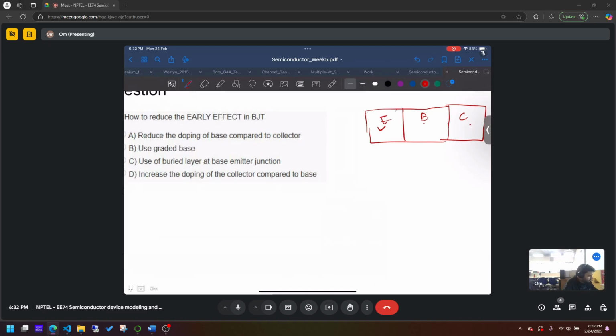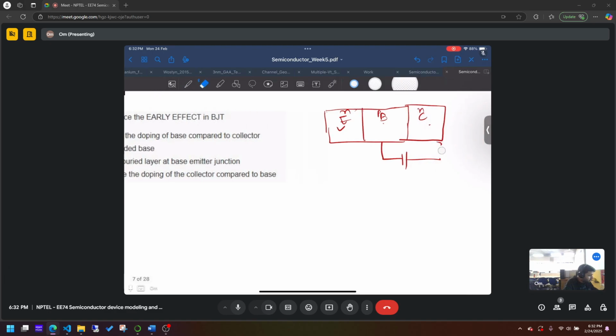So let's say this is N, P and N. When you apply a reverse bias in the base-collector junction, this is P side and N side, due to reverse bias, the depletion widths extend, right? So let me call it d_B. With reverse bias, call it V_CB. As V_CB increases, the depletion width in the base side d_B will increase.